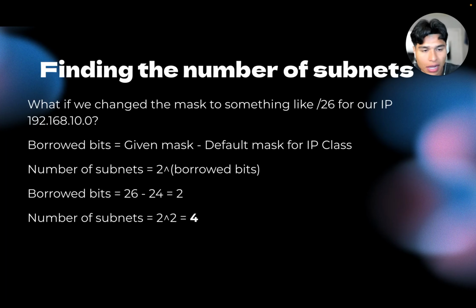Change it to /26 for the IP, right? It's still a class C IP address. So what's going to change is the subnet mask they were given. The default mask stays the same for class C. It's going to be 24. And then we'd get 4 subnets here, right? That's going to be our number of subnets right here.